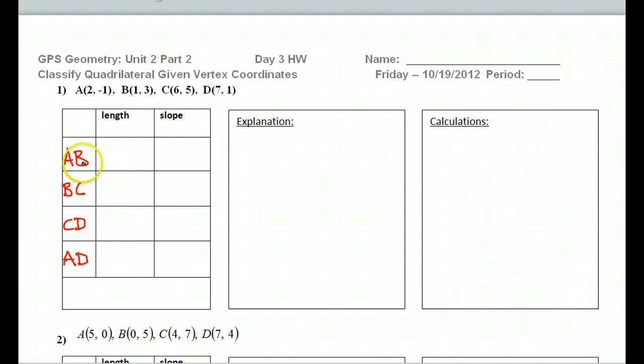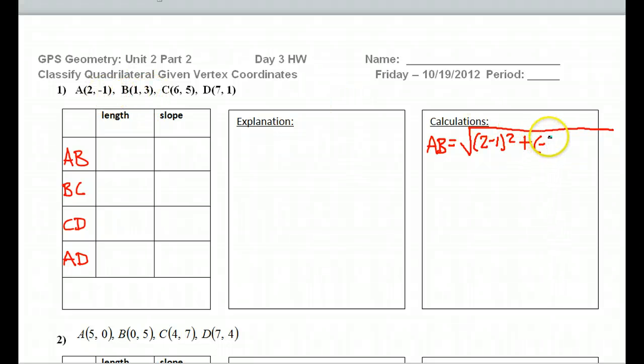So, for example, if I want to find the length of AB, I'm going to use the distance formula. So I'm looking at the x values, so I'm seeing 2 minus 1 squared. And then I'm looking at the y values, so that's -1 minus 3 squared. And that should give me length AB. If I put that in the calculator, that turns out to be the square root of 17. So that's the length of AB. And I'm just going to do that 3 more times to find the other lengths.